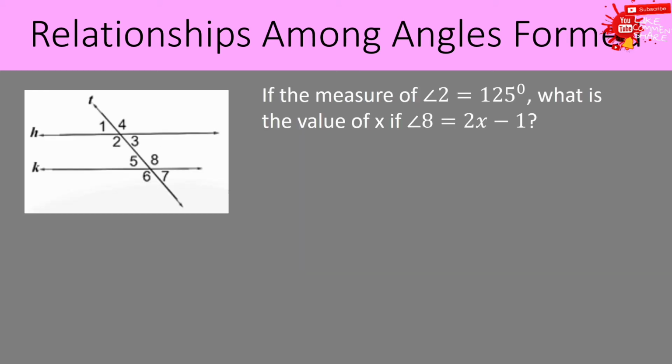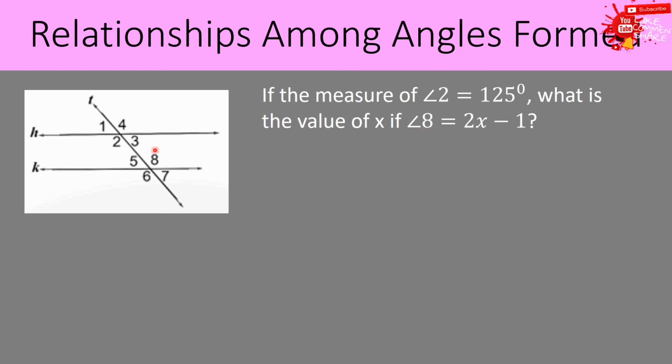Now, let us have more examples of these relationships. So, let us have this figure. We have two parallel lines, line H and line K, and we have this transversal, line T. If the measure of angle 2 is 125 degrees, what is the value of x if angle 8 is equal to 2x minus 1?